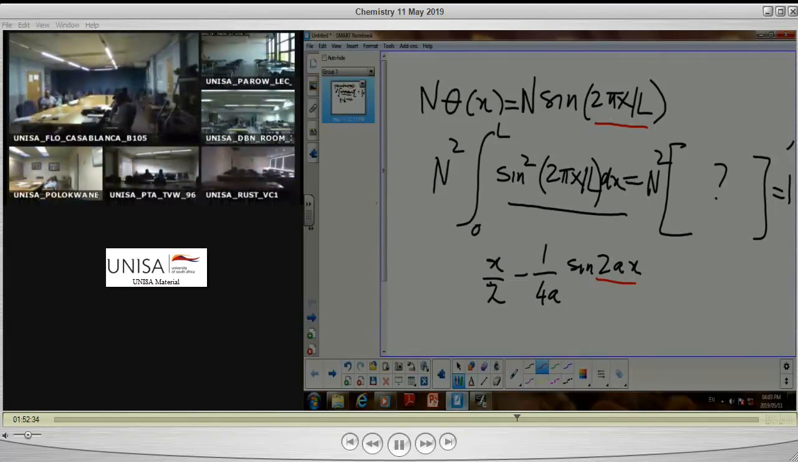Because if this function is just pi x over L, the solution you have here is 2ax. What you have is 2ax, which simply means that your A is pi over L.